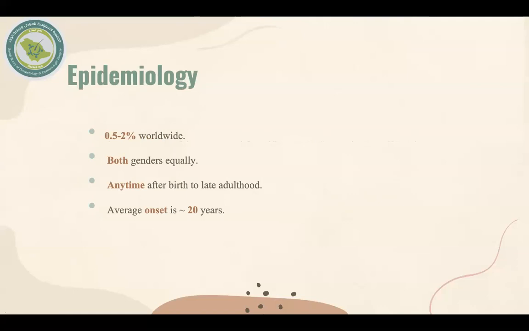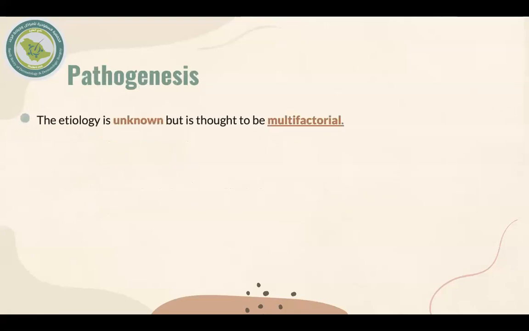Epidemiology: it affects 0.5 to 2% worldwide. It affects both genders equally. It can occur anytime after birth to late adulthood. The average onset is 20 years of age. However, it can occur at any age.